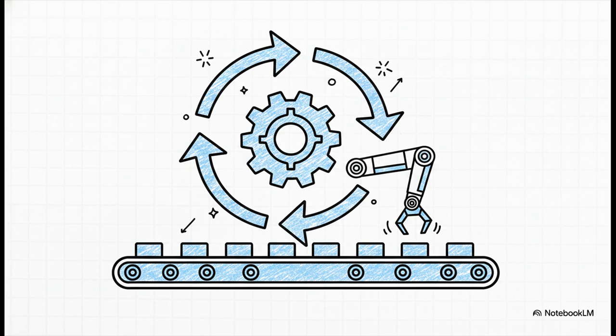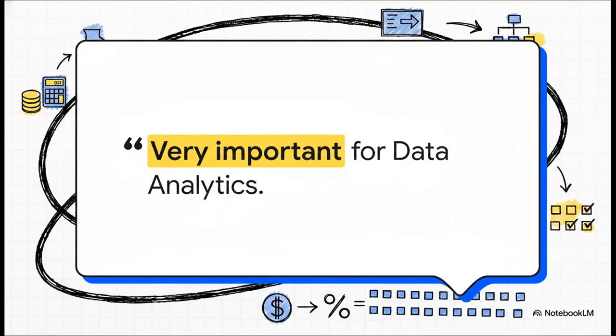If that list has 4 items, it runs 4 times. If it has 4 million items, it runs 4 million times, without you having to lift another finger. In fact, the source material directly emphasizes that loops are, quote, very important for data analytics. They are absolutely foundational. If you want to automate your analytics tasks, like, say, applying a specific tax rate to thousands of prices all at once, loops are exactly how you unlock that power.